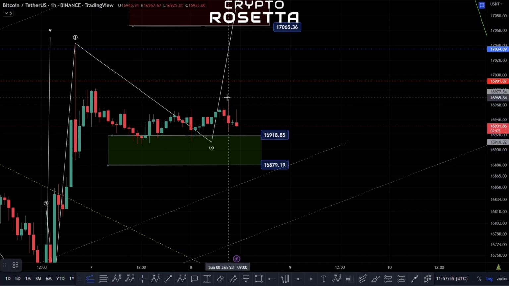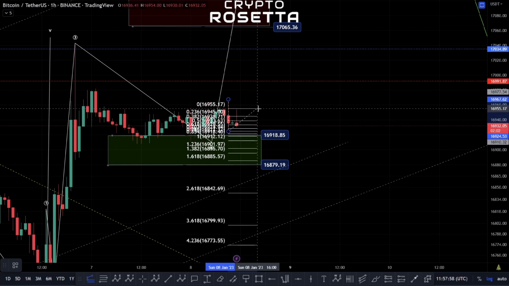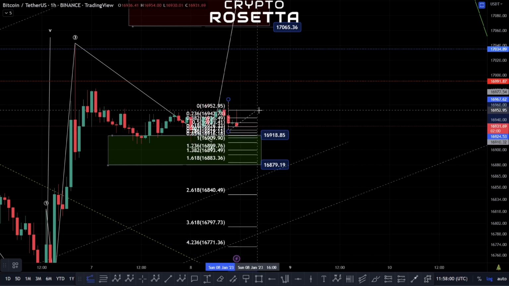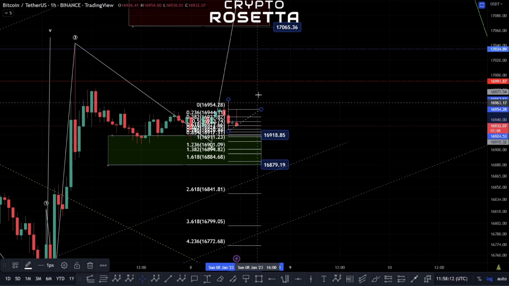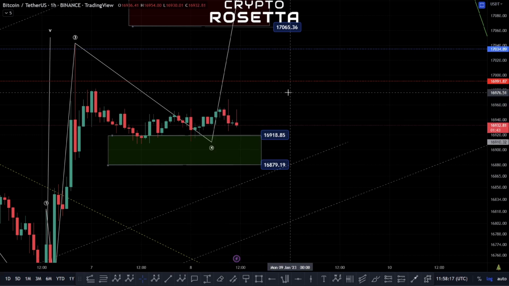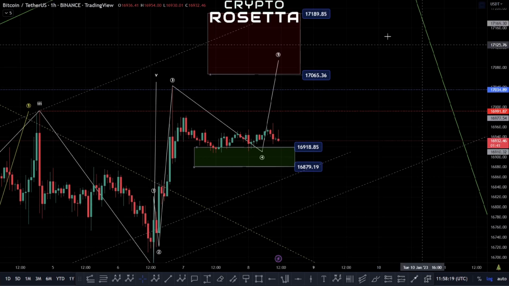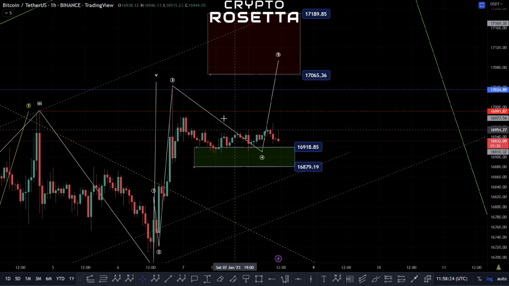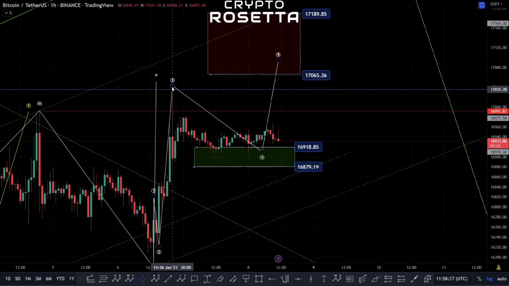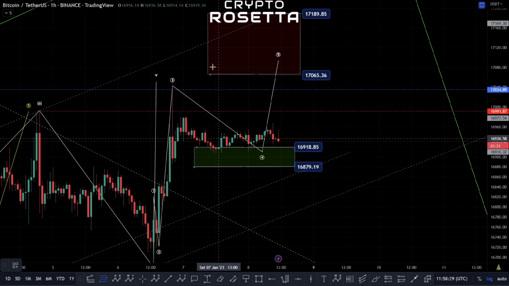So if we measure this off from this high point to this low point, we can see that, let's get it onto this high, a 1-to-1 move would take us down towards this 16,911.23. So if we do form this as a 1-to-1, then what we'd be looking for potentially is a move to the upside. And the target area for that currently would be this 17,189 to this 17,065. So that's just a typical area we could look to target out.